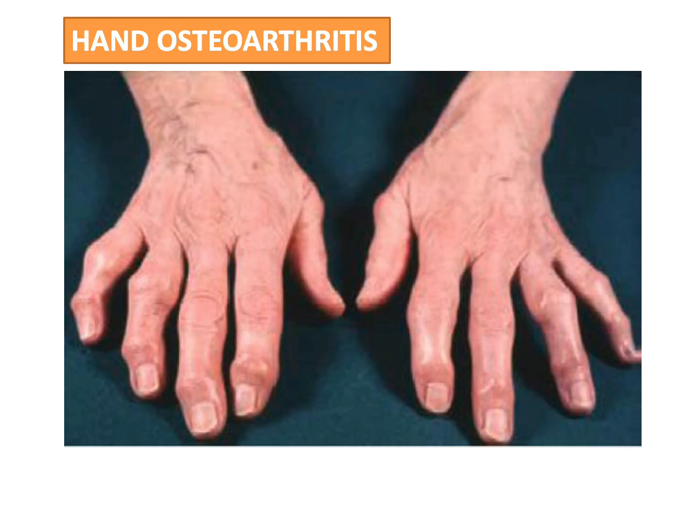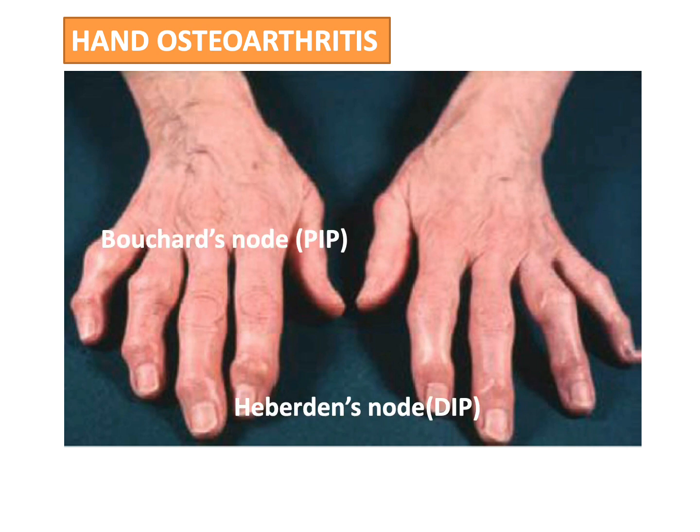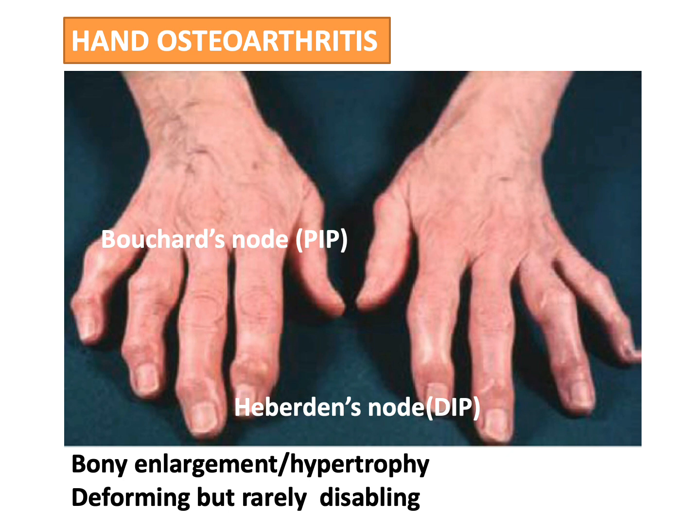So in patients with hand osteoarthritis, the physical findings will be the Heberden's nodes seen in the DIP joints and the Bouchard nodes. So they are more of a bony enlargement or bony hypertrophy, and even though they are deforming, they are rarely disabling. Unlike in patients with rheumatoid arthritis, as you can see, there is a very actively swollen, inflamed joint, and unfortunately, because of the active inflammation, the patient is unable to do functions of daily living because of markedly swollen joints.